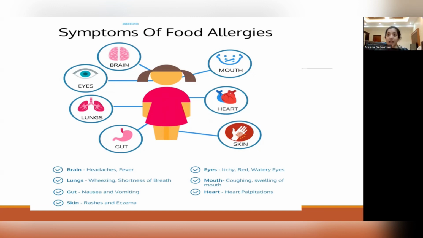Then heart palpitations, that is, the heart will start beating fast. Skin, it produces rashes. Then in the mouth, coughing and swelling of the tongue. Then in skin, it causes rashes and eczema. Eczema is a condition where the skin becomes dry, itchy, and also bumpy. Okay, so these are the symptoms of food allergies.